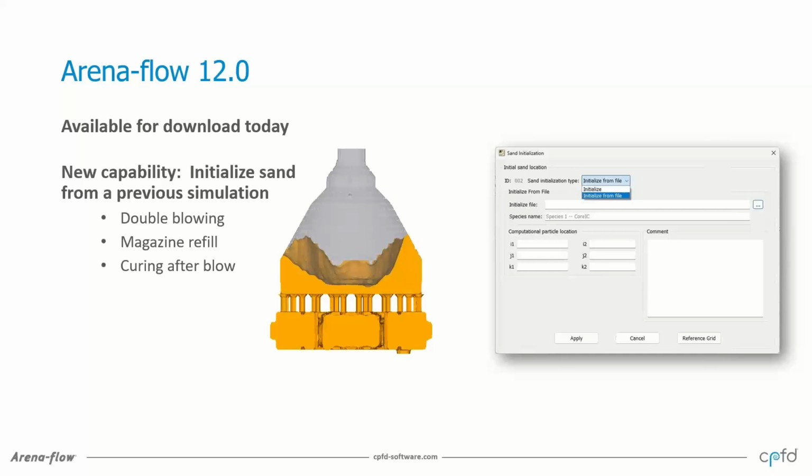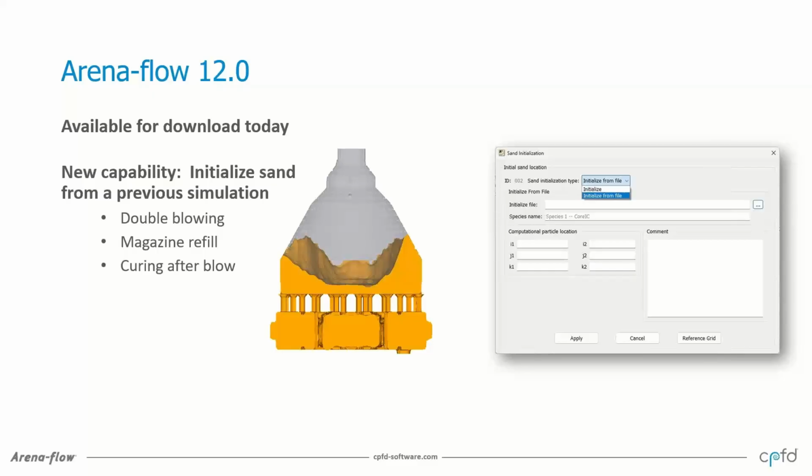So here in this graphic, I'm showing a fairly large core, which in this case looks like it was filled with a single blow, but there's many times that doesn't happen. So now you have a capability in ArenaFlow 12 to say, I would like to set up another simulation, but let's keep the sand from the core and refill the magazine. Or you could say things like, let's look at how the sand falls into that magazine. Will it fill it out?